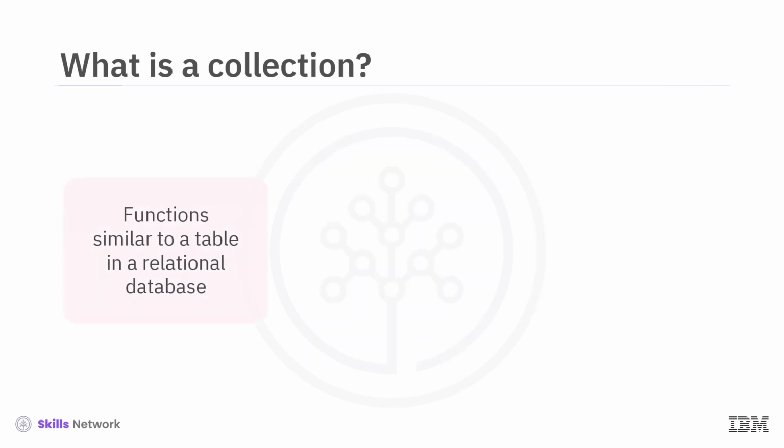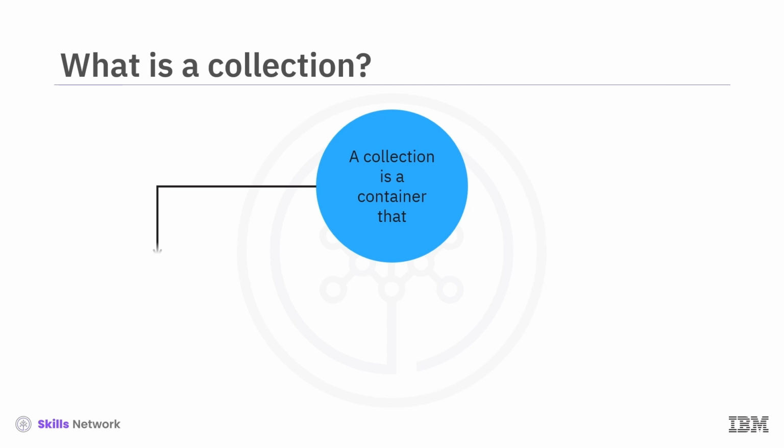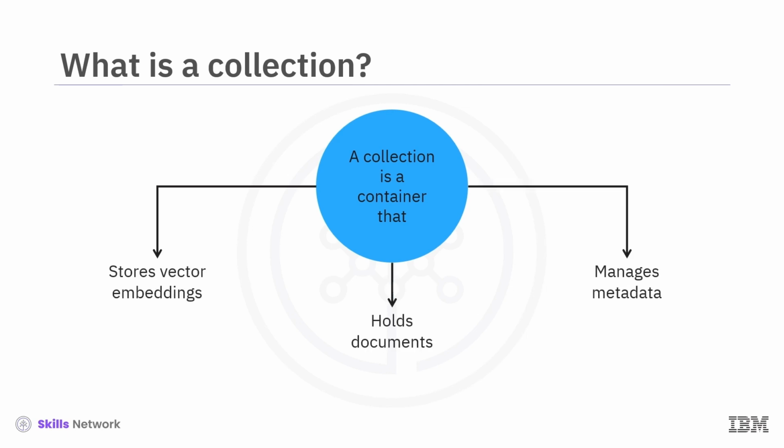In a Chroma vector database, a collection functions like a relational database table. The collection is a container for storing sets of vector embeddings, documents, and associated metadata within a vector database.